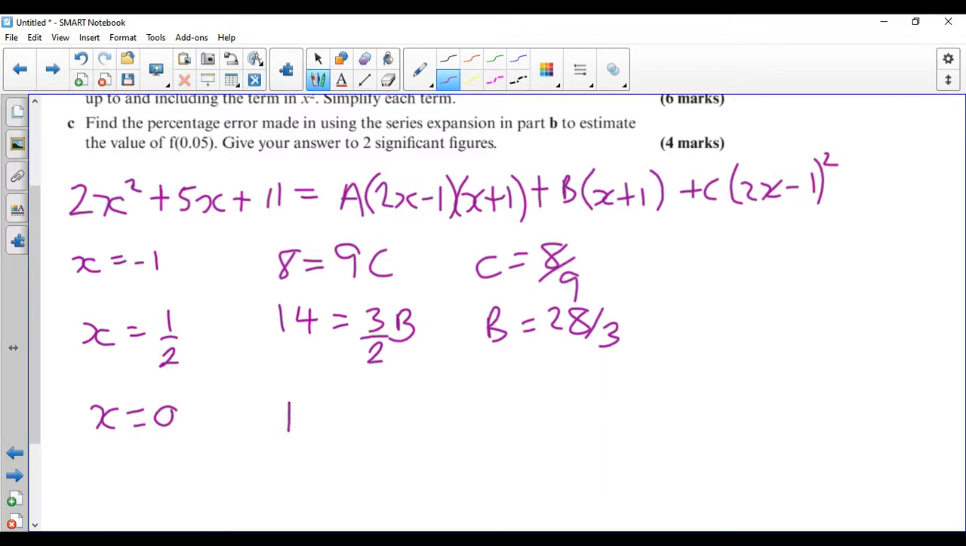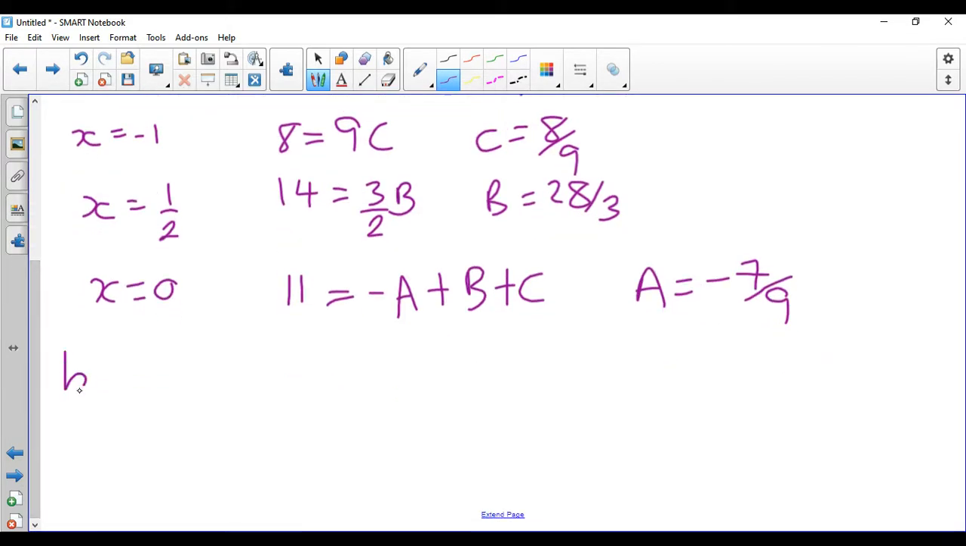So if I do 0, I'm picking 0 because it's easy, I will get minus A plus B plus C. Now I know what B and C are, so if I substitute those in, I will get A equals minus 7 over 9. Okay, so now I've found my A, B, and C as required. I'm going to go for the expansion.